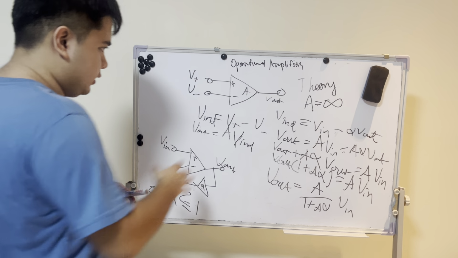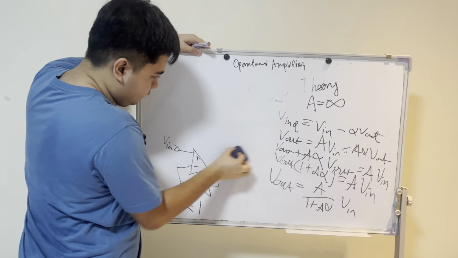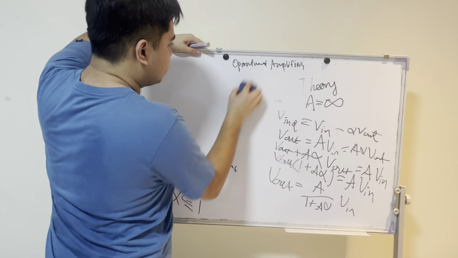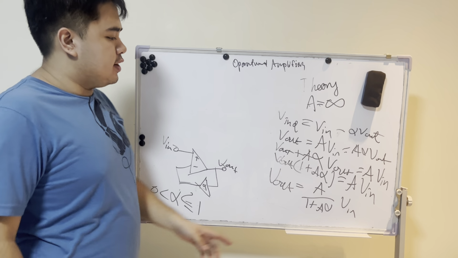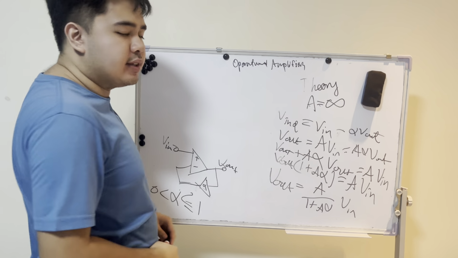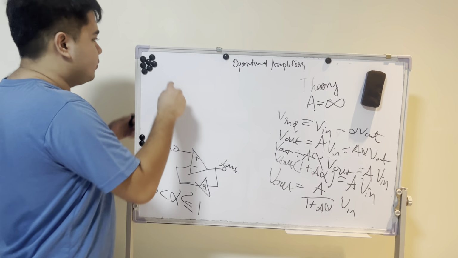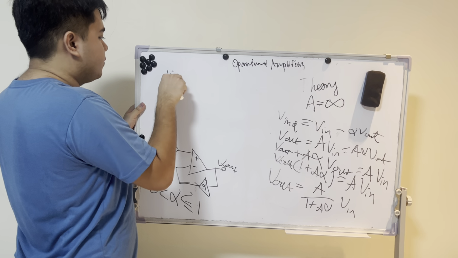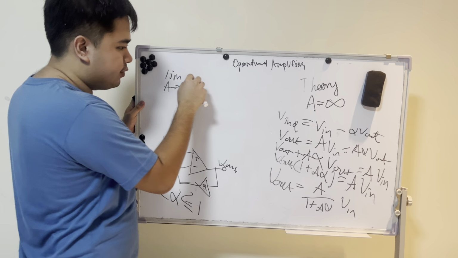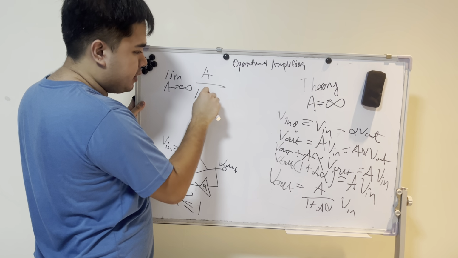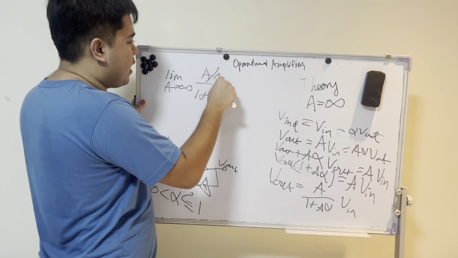Right. So let's erase this part. Right? So how do we solve this? We know that A is infinite. So how can we find for divide this? Well, we find the limit, right? The limit as A goes to infinity of A over 1 plus A alpha. What we can do is divide by A.